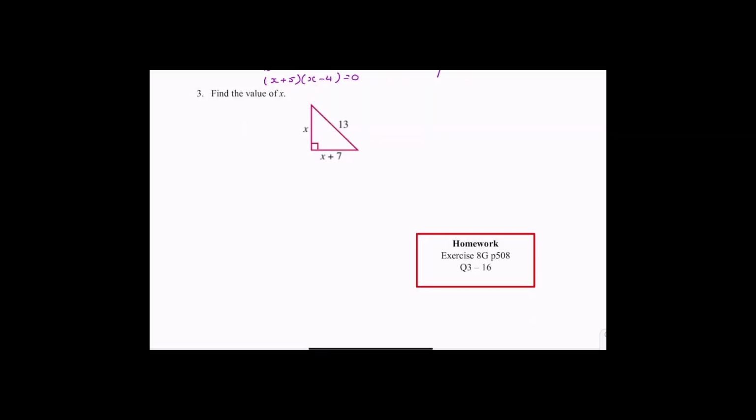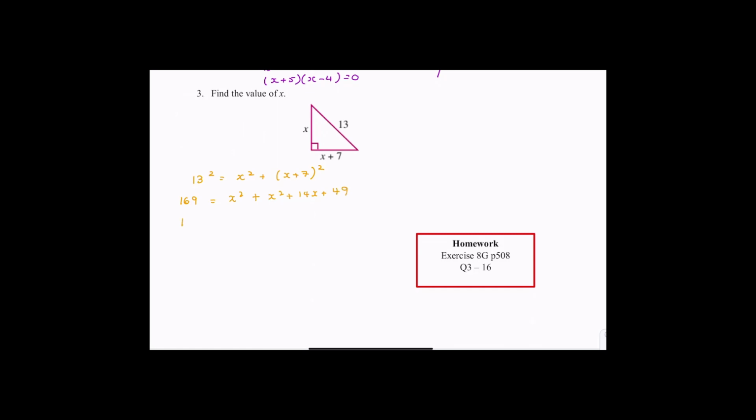Looking at the last question, find the value of X. Here I have a triangle, and when I look at a triangle, I'm probably thinking, in this case, Pythagoras' theorem. So 13 squared equals X squared plus X plus 7 squared. It might be a good idea to pause the video and see if you can do it yourself. Working through this, I get 169 equals X squared plus X squared plus 14X plus 49, because that is a perfect square.